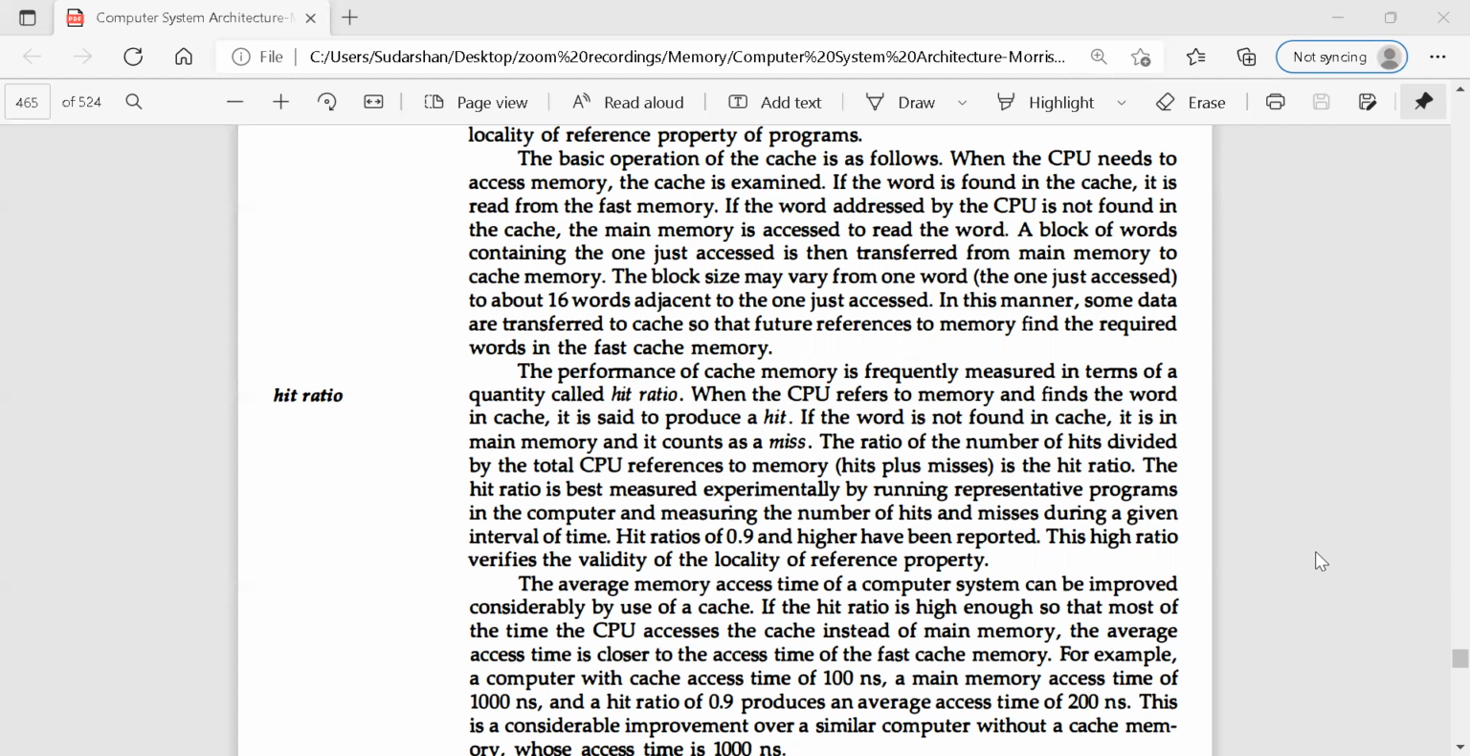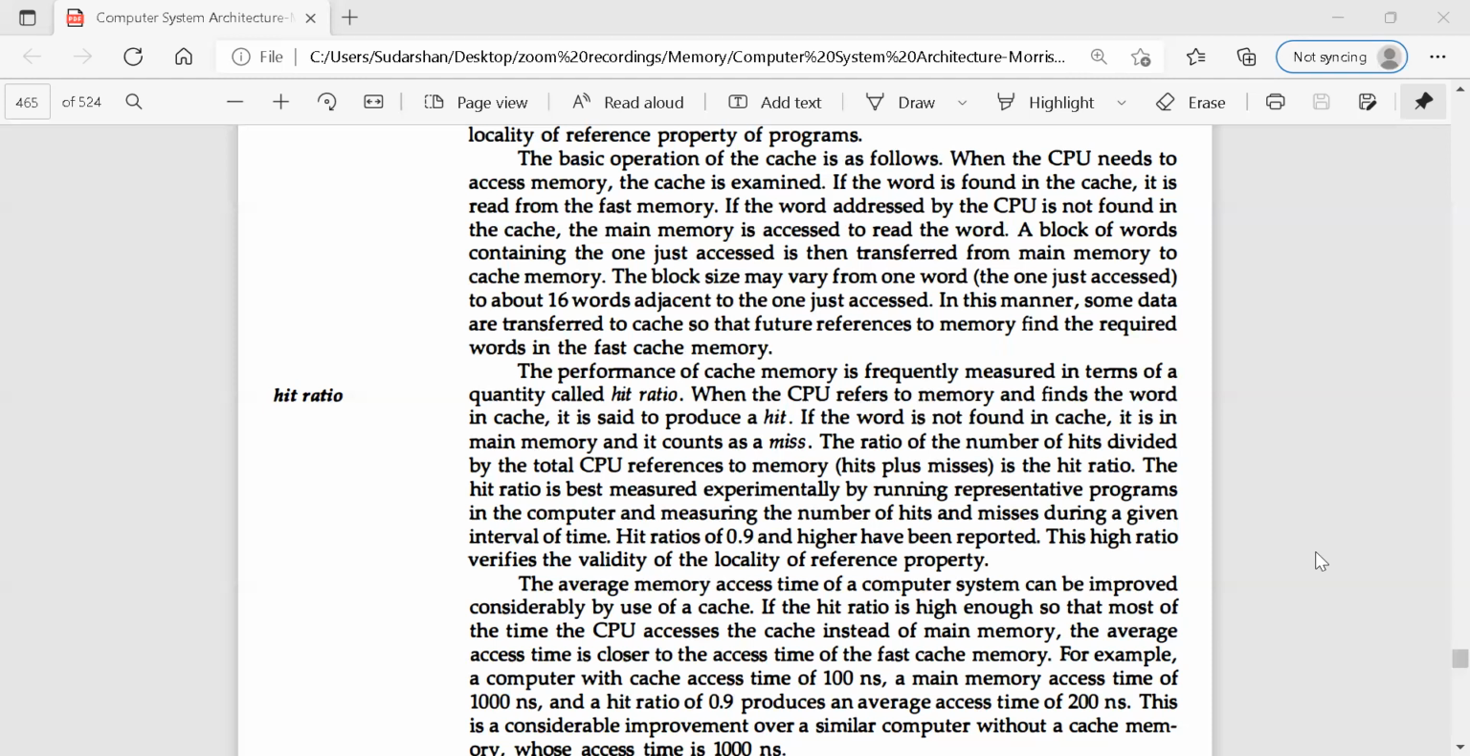Now, if the data is available in cache, the CPU has to spend only 100 nanoseconds to get the data item. Whereas if the data is not present in cache, the CPU has to spend 1000 nanoseconds every time. That is 10 times more to get the same data item from primary memory, that is your RAM. Now, if the data item is found in cache, it is a hit. If it is not found, it is called a miss.